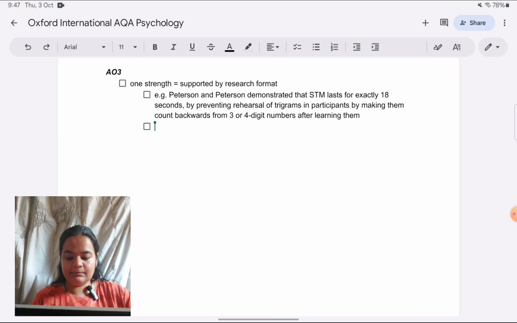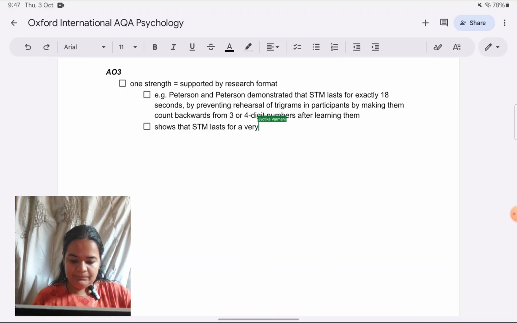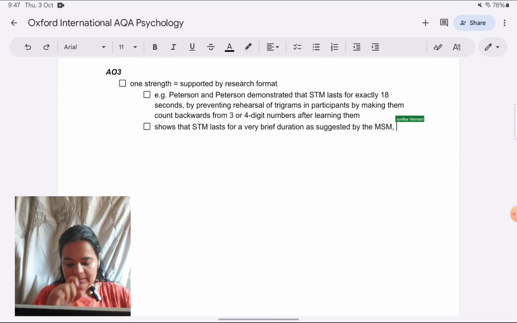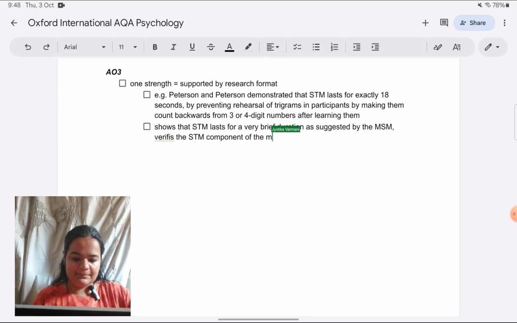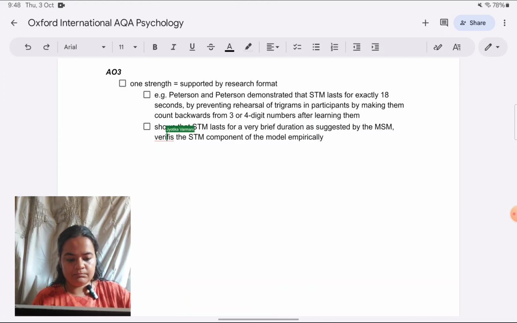Because it shows that it's empirical proof that STM lasts for a very brief duration as suggested by the MSM. So one component at least of that model is verified in this study, that it is actually the way it is proposed. Verifies the MSM, the STM component of the model empirically. And so to conclude or to link the strength in the PEEL format, this increases the validity of the model.